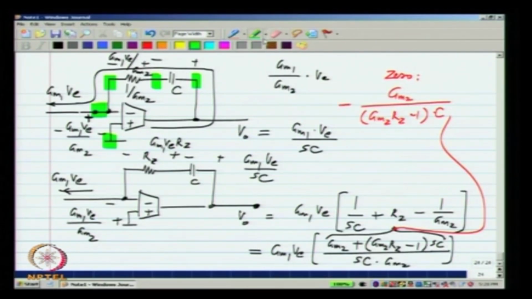So, this expression makes sense because first of all when RZ is 0, that is the old case, we have a right half plane 0 at Gm2 by C. When RZ is exactly equal to 1 over Gm2, the 0 moves to infinity, and when RZ is more than 1 over Gm2, we will have a left half plane 0. Okay. So, in fact, you can move the 0 to the left half plane, and the advantage of a left half plane 0 is that it offers a phase lead instead of a phase lag, which enhances stability. Okay. But we can't play this game very much, we will see soon why, but at least we see that we can move the 0 to infinity or otherwise manipulate the position of the 0.